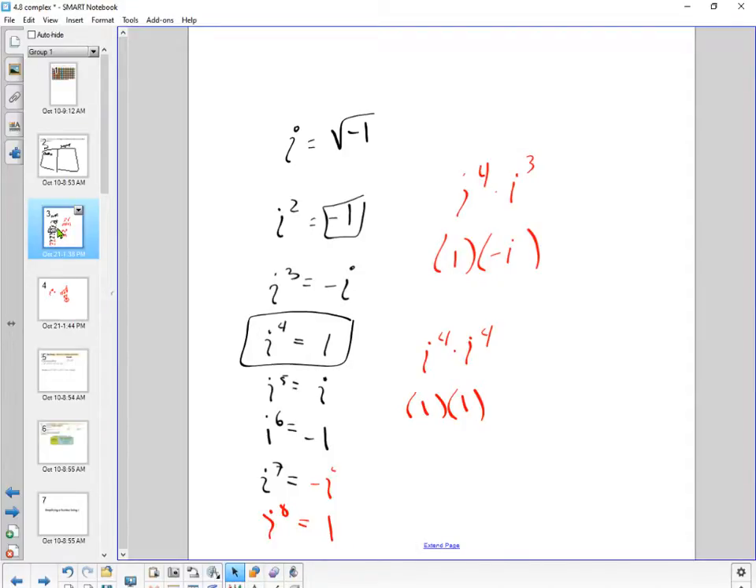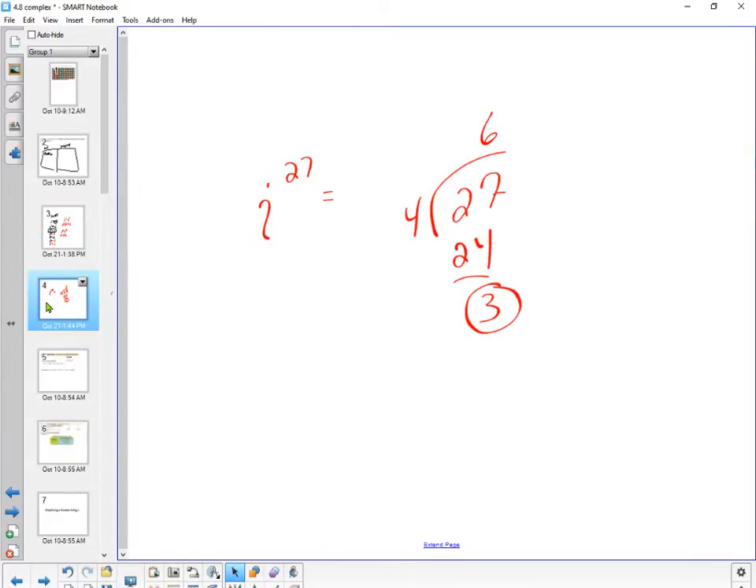Okay. Can you do another one? You want to do another one like that one? 156. Okay, because you already know the answer. Do i to the 156. What did you say? Every 4 i's? Every 4 i's, negative i becomes 1.